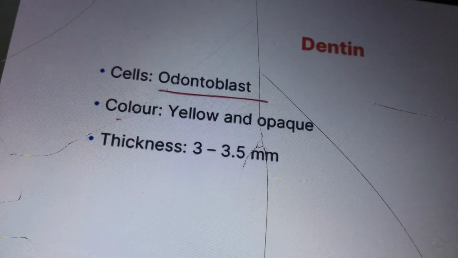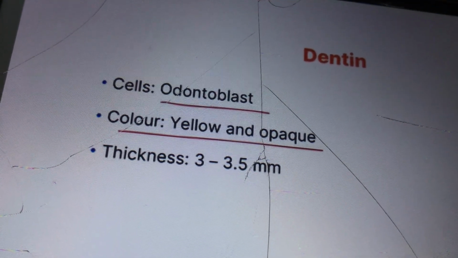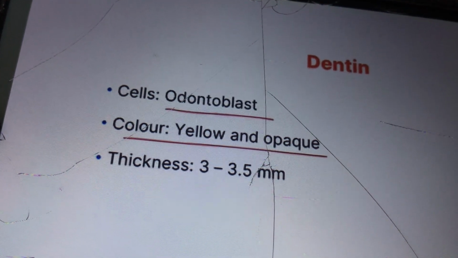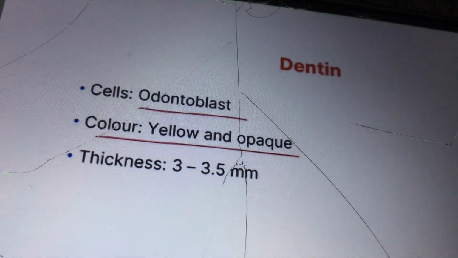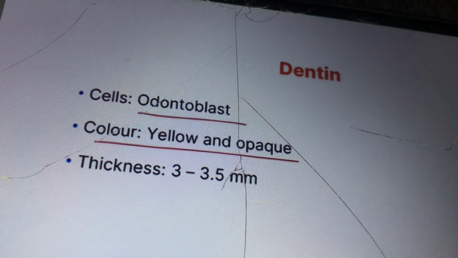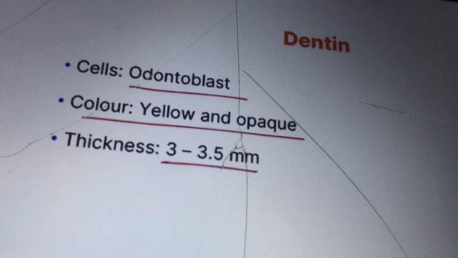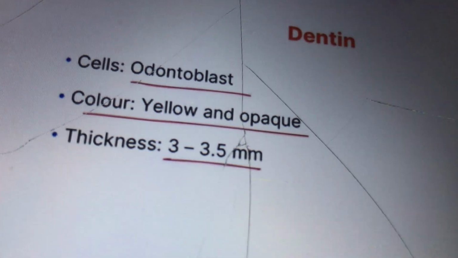Okay, the color of the dentine is usually yellow and it is more opaque, but if you see enamel, it is white and it is translucent. So dentine is much yellow in color and it is opaque in nature. The thickness ranges from 3 to 3.5 millimeters.